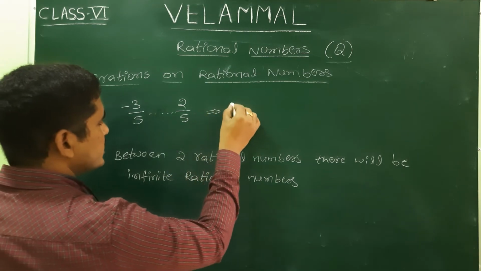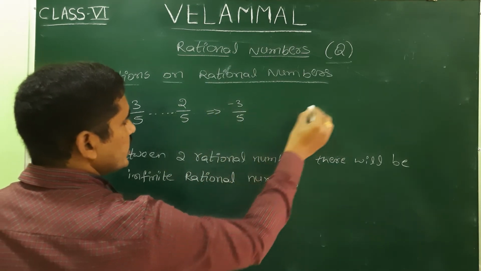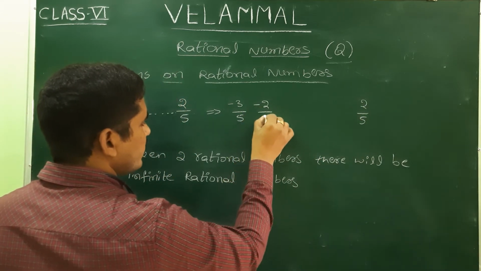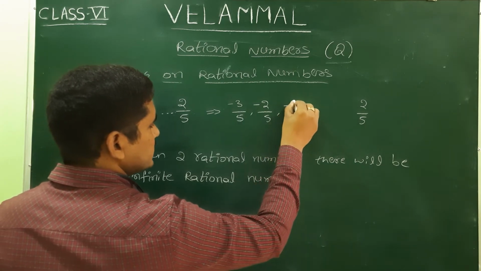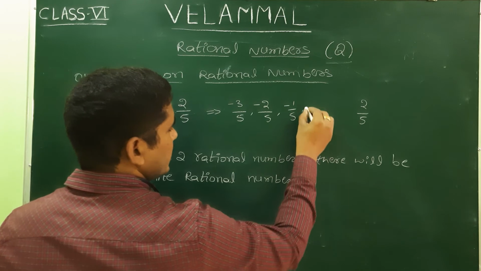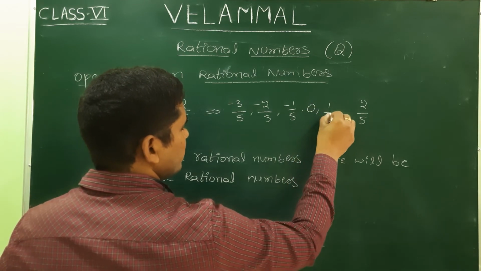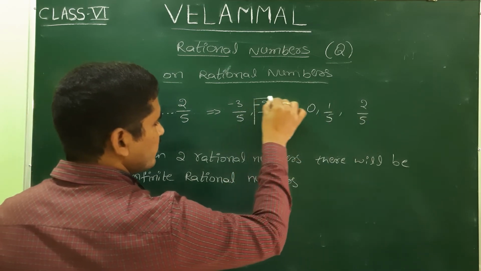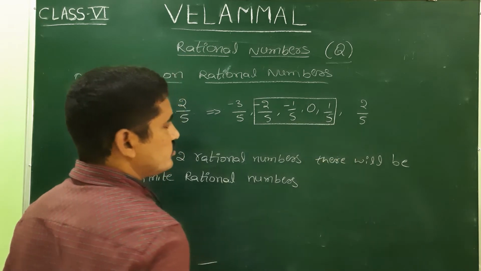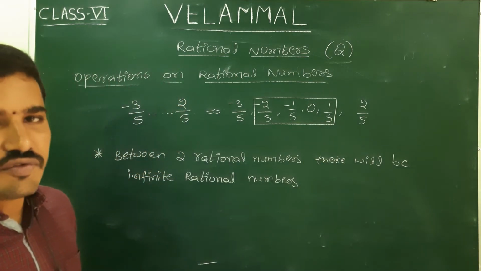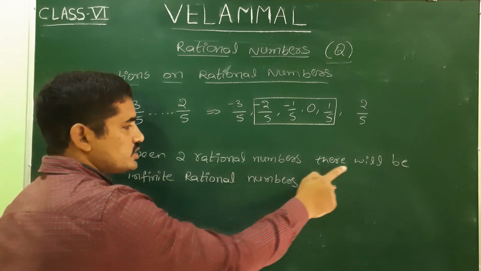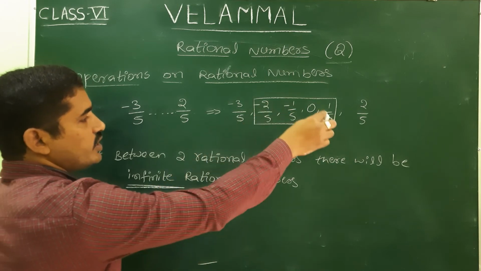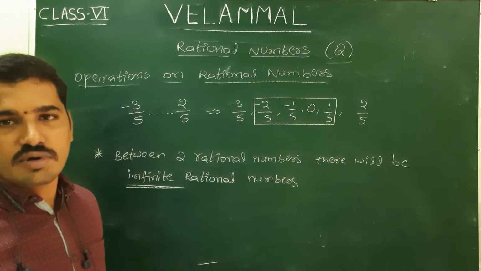So we can write minus 3 by 5 and 2 by 5. In between we will have minus 2 by 5, minus 1 by 5, 0, 1 by 5. So in between minus 3 by 5 and 2 by 5 we can find four rational numbers. But we said between two rational numbers there will be infinite rational numbers, and here we are only able to find 4, which is finite.